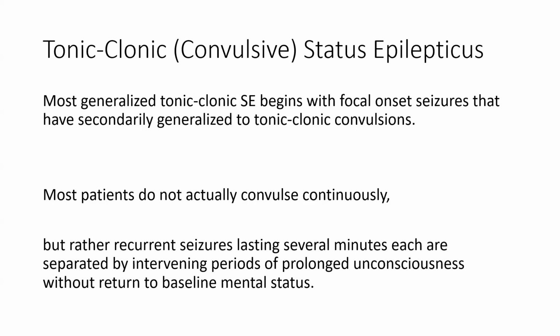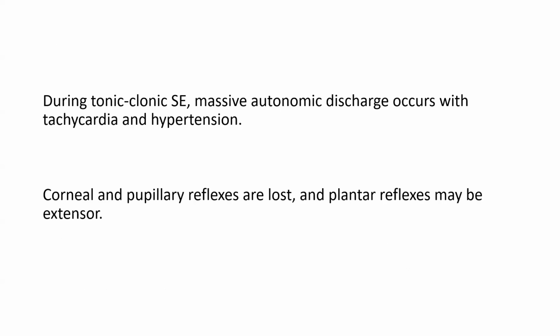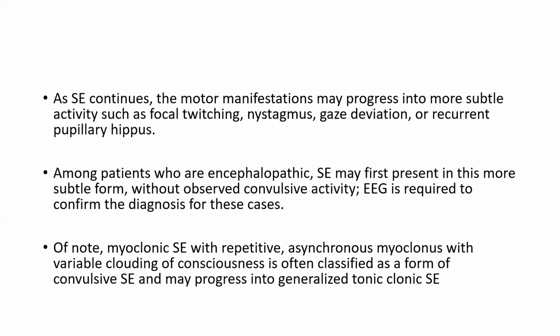Now, generalized tonic-clonic status epilepticus often begins with a focal onset seizure that has secondarily generalized to tonic-clonic conversion. Most patients do not actually convulse continuously, but rather recurrent seizures lasting several minutes each are separated by intervening periods of prolonged unconsciousness without return to baseline mental status. During tonic-clonic status epilepticus, massive autonomic discharge occurs with tachycardia and hypertension. Corneal and pupillary reflexes are lost and plantar reflexes may be extensor.